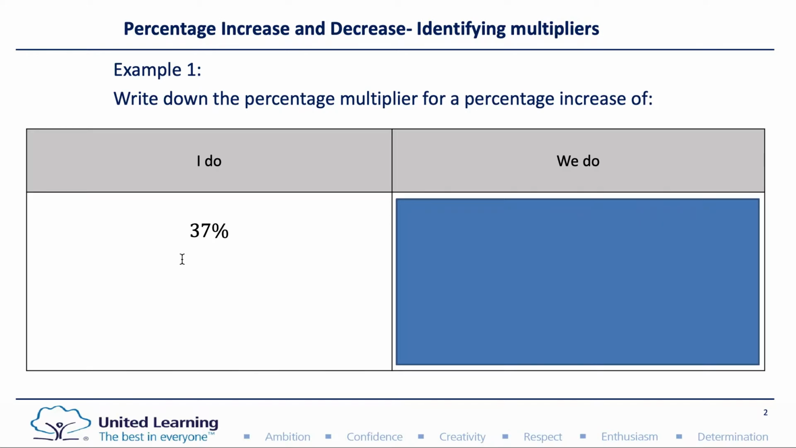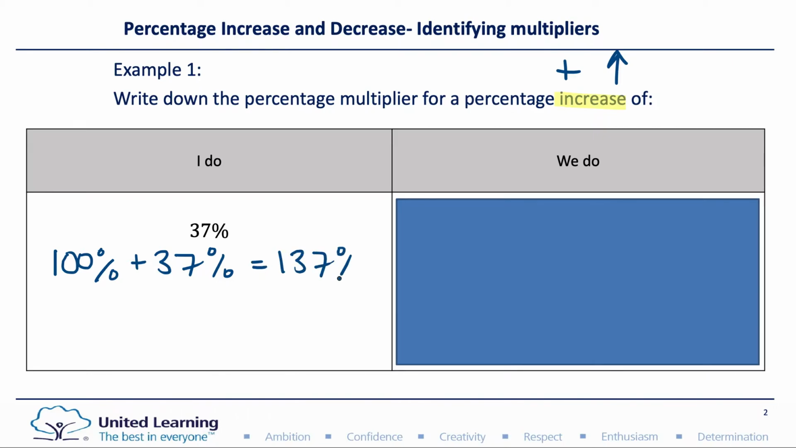So if I wanted to write down the percentage multiplier for a percent increase, okay, this is key. Let's highlight that. Okay, here we go. We are increasing. So again, think adding, going up. Okay, so let's think about it. So I take my item, which is 100%. I take the whole item, and I'm going to be adding on 37%, which means I'm going to have 137% in total.